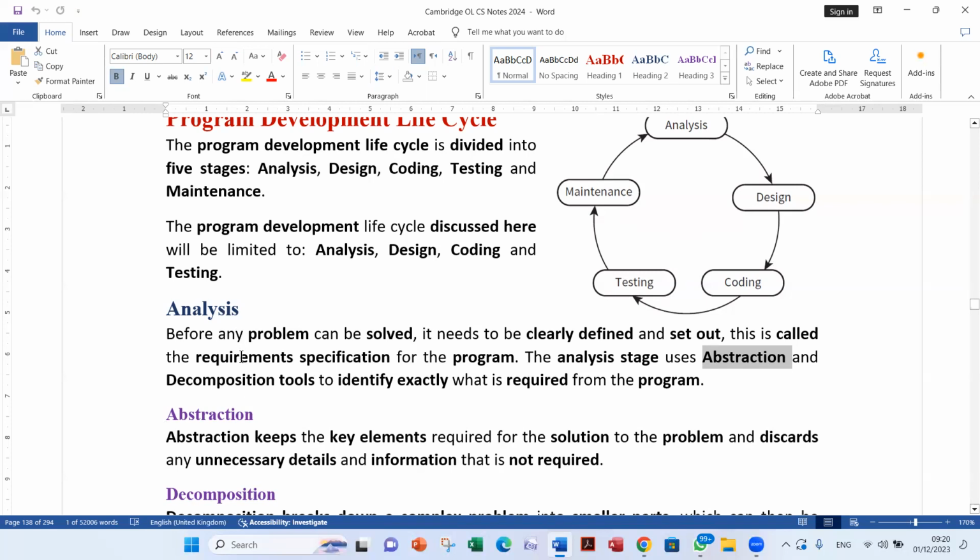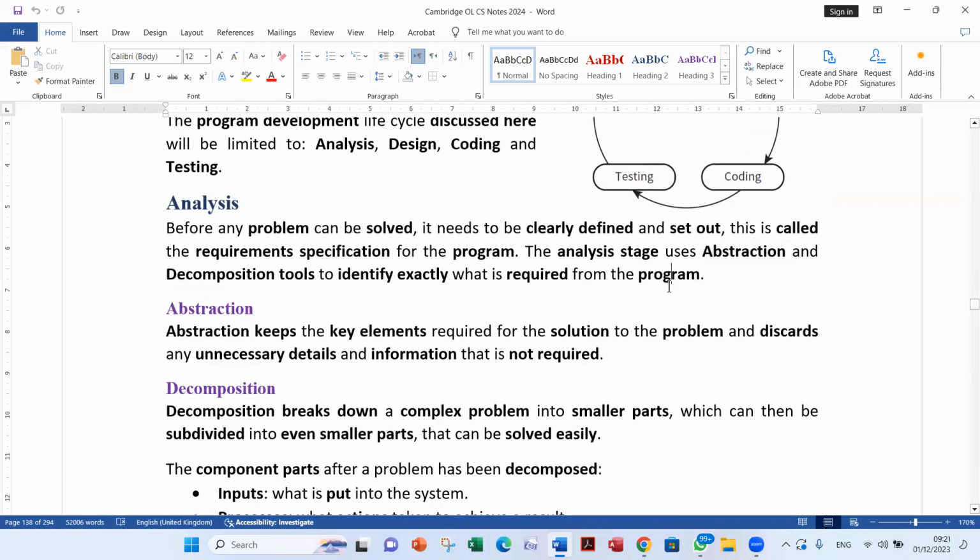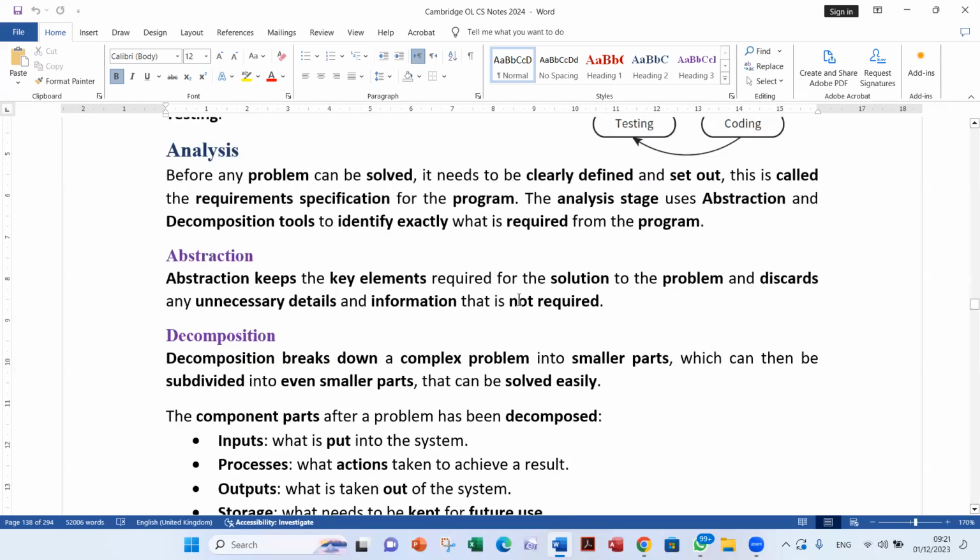What is meant by decomposition? Splitting the program into smaller tasks so you can easily handle all these tasks, to identify exactly what is required from the program. So you do abstraction and decomposition to be able to find what is required from the program. Okay, what is meant by abstraction? Abstraction keeps the key elements required for the solution to the problem and discards any unnecessary details and information that is not required. This is what is meant by abstraction.